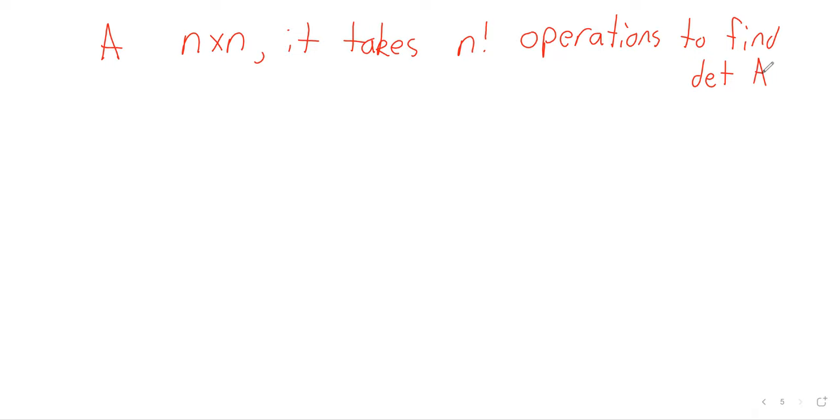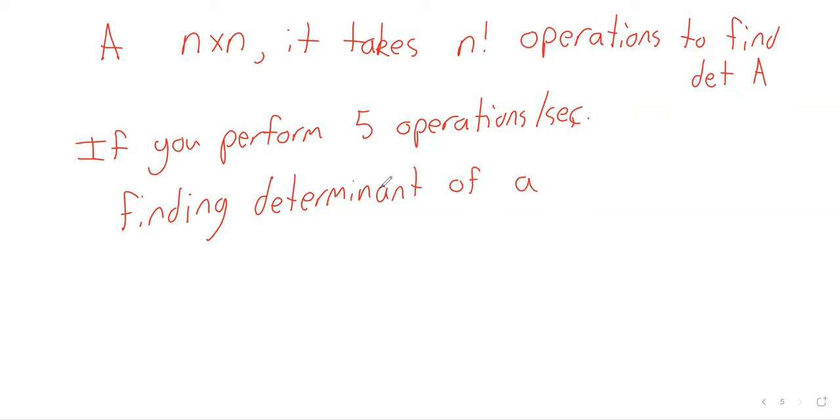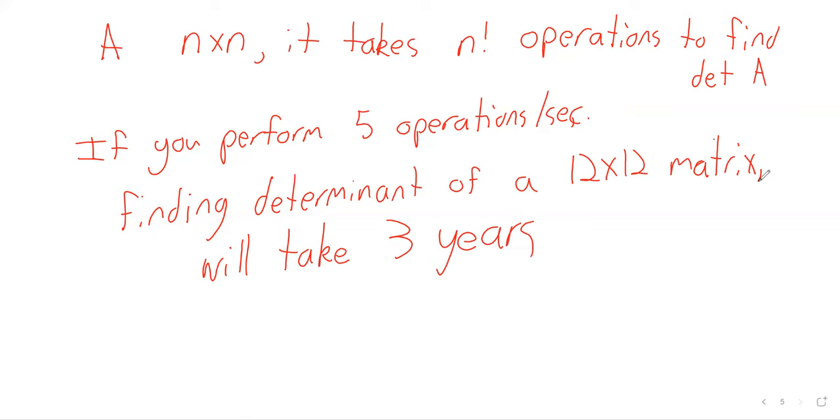And to put this into context, if you perform 5 operations per second, finding the determinant of a 12x12 matrix will take about 3 years. So that's another reason this stuff's sort of not in favor in practice.